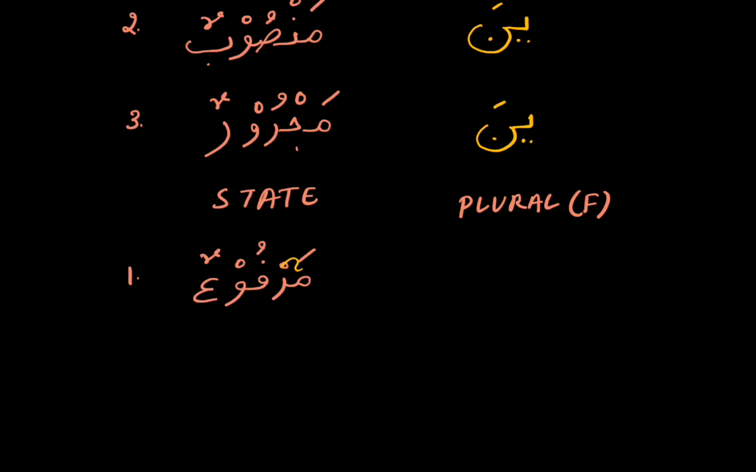Now how to identify that given feminine plural nouns are in a marfu state. If a feminine plural noun ends with atun, that is alif ta with a tanween, then the given feminine plural noun is in the marfu state.